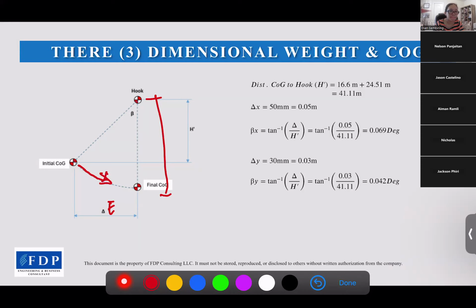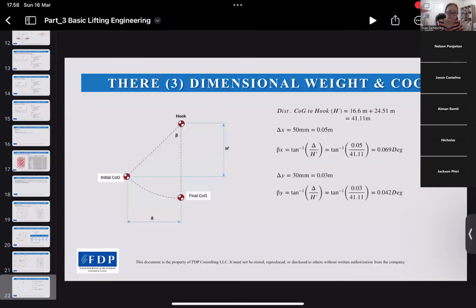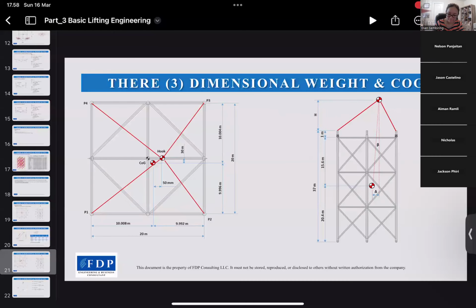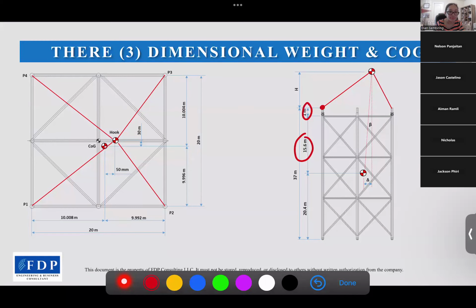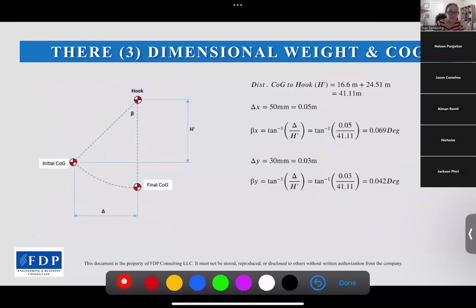So the distance COG to hook: we have found it is 15.6 meters plus 1 meter, that's the lifting point. And then we have h, the hook height, which we found to be 24.51 meters. So the distance COG to hook is 41.11 meters. And then the shift in the positive x is 50 millimeters, as mentioned before, which equals 0.05 meters.